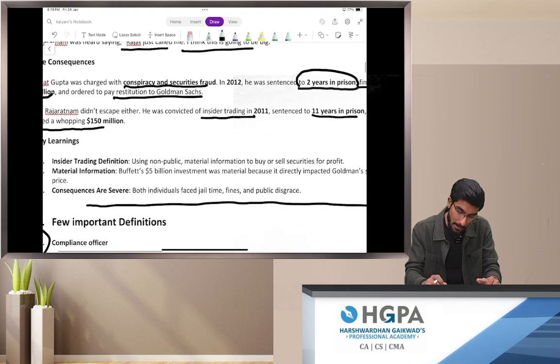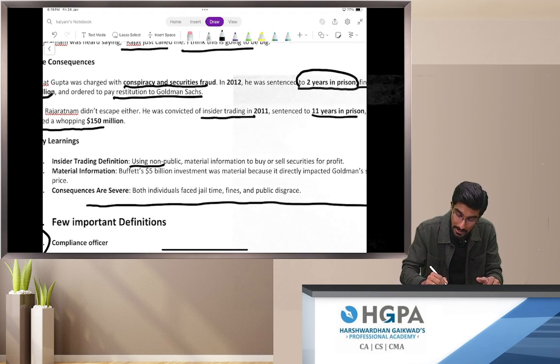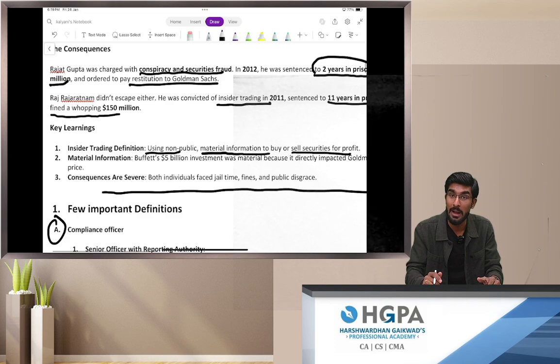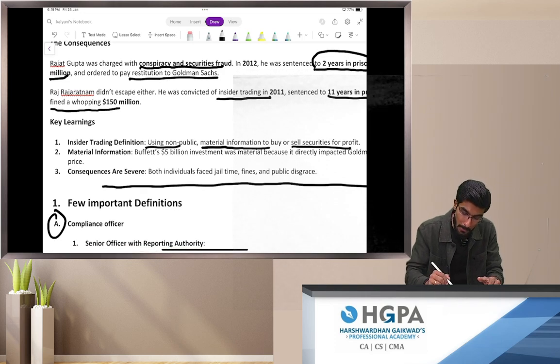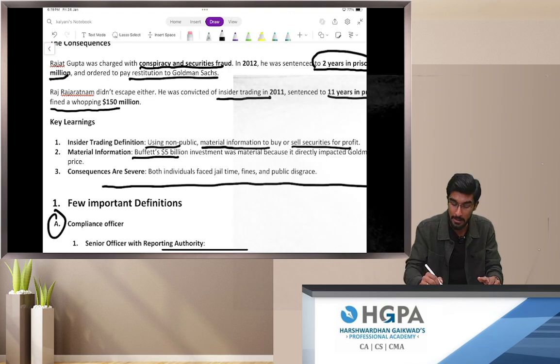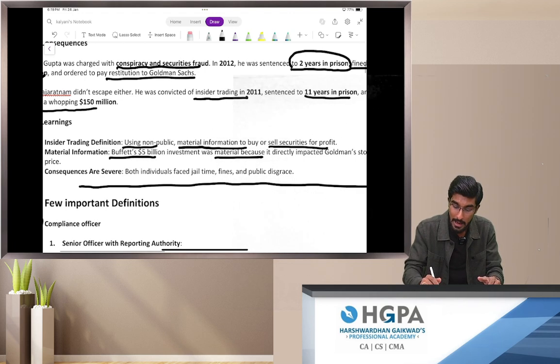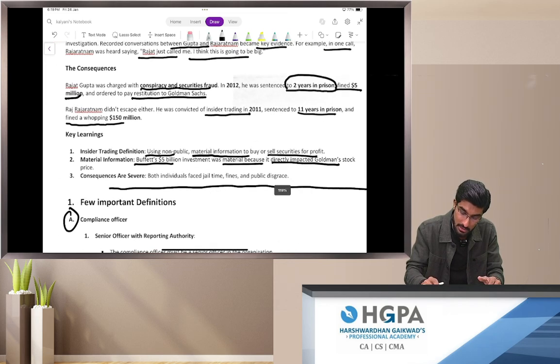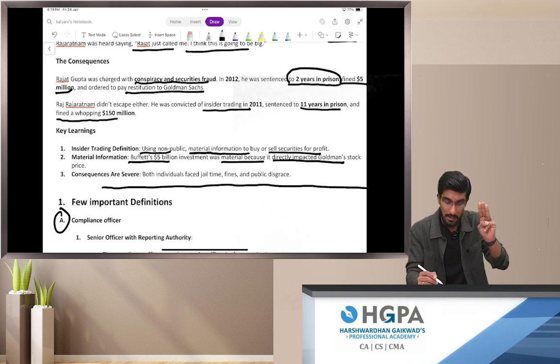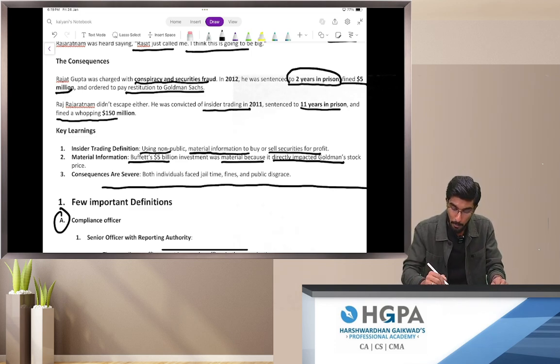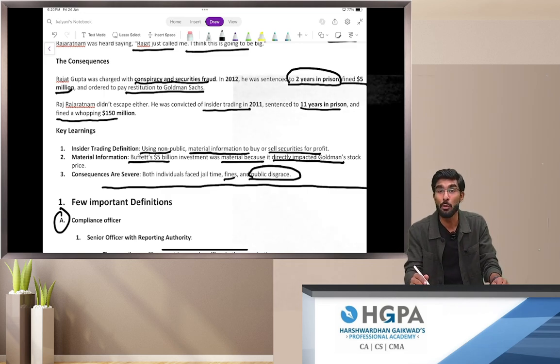The key learnings are, number 1: using non-public material information to buy or sell securities for profit is called insider trading. Number 2 was material information. Buffett's $5 billion investment was material because it directly impacted the Goldman Sachs stock price. Number 3 was that consequences are severe. Both individuals faced jail time, fines, and public disgrace. This is how serious consequences can get if you are caught in insider trading.